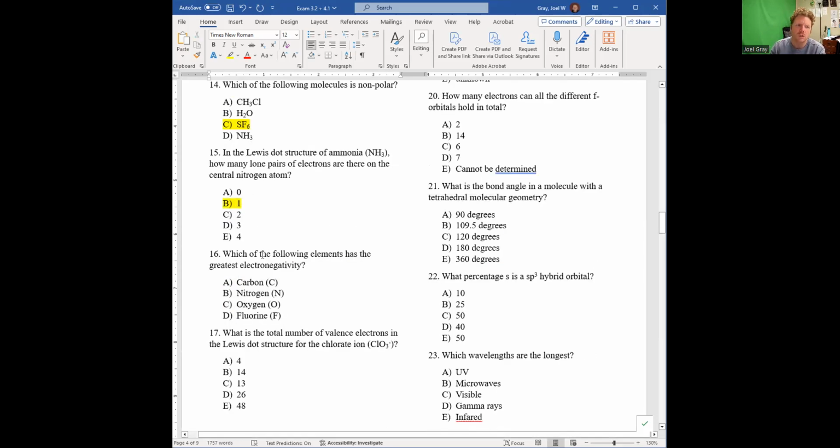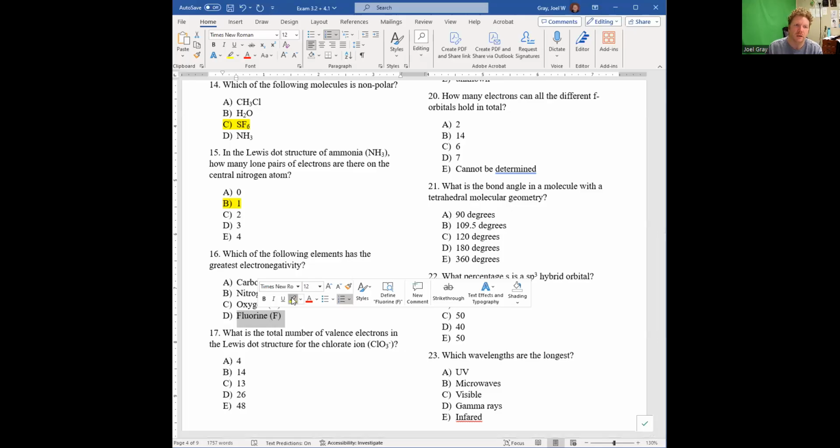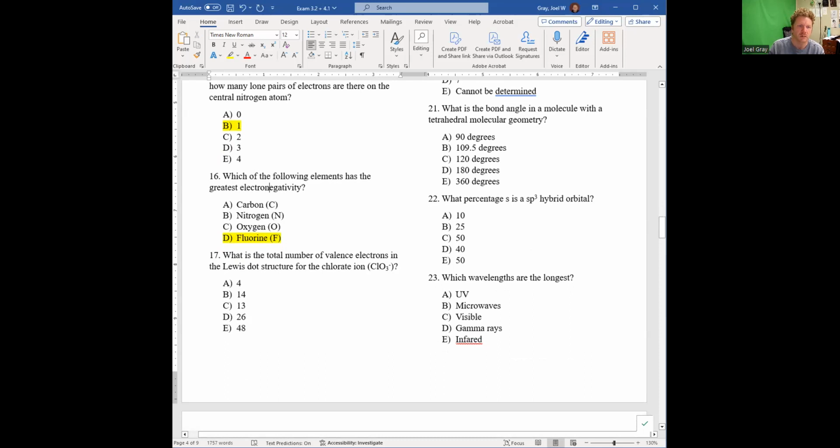Question number 16. Which of the following elements has the greatest electronegativity? This is a question where we're simply looking at the periodic table and we're looking for, well, what's the substance that is in the upper rightmost corner of the periodic table? And so I'm going to switch to my periodic table here. We've got carbon, nitrogen, oxygen, and fluorine. And, well, fluorine is our most electronegative element. So it's in the upper right-hand corner. And that is actually going to be our correct answer for this one. So answer option D, fluorine, is the element with the greatest electronegativity.